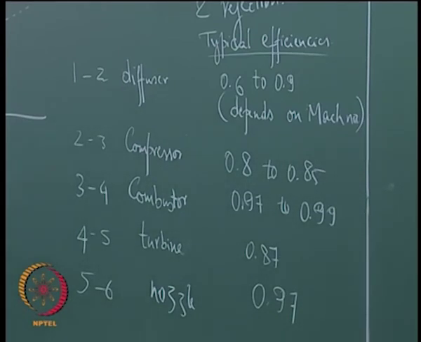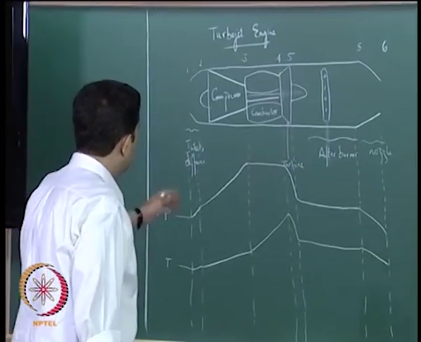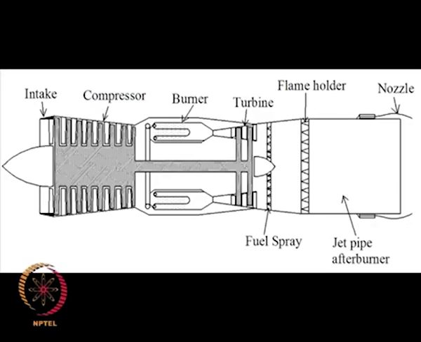Now let us look at some typical engines. This is a typical gas turbine engine with axial compressor. Here you have the intake, and this is the axial compressor. What we mean by axial compressor is the flow is along the axis, and you have the burner or the combustor, then you have the turbine and jet pipe or the afterburner, and then the nozzle. Okay. Now this is with an axial compressor.